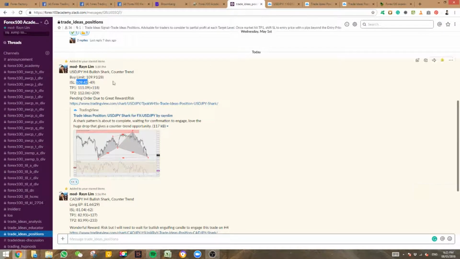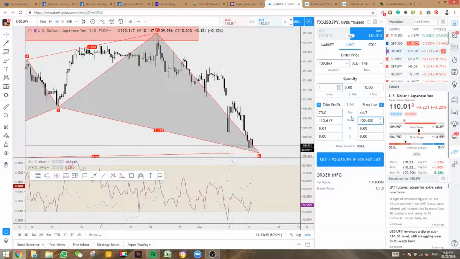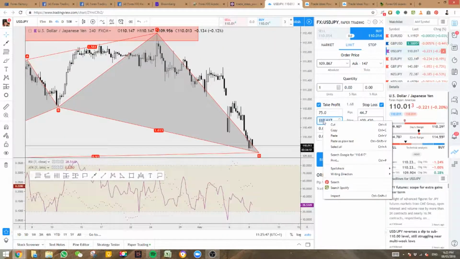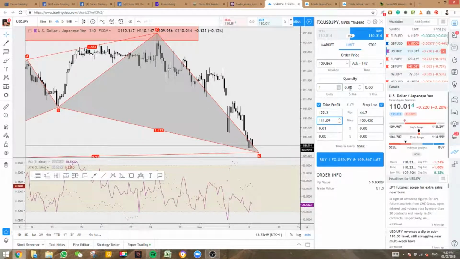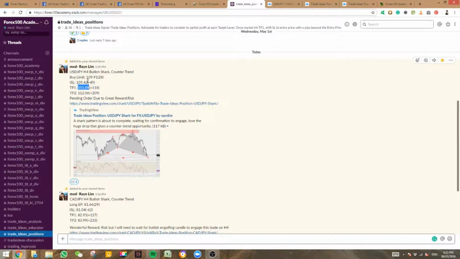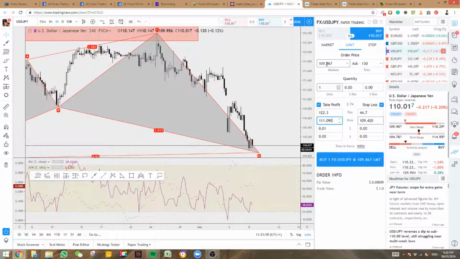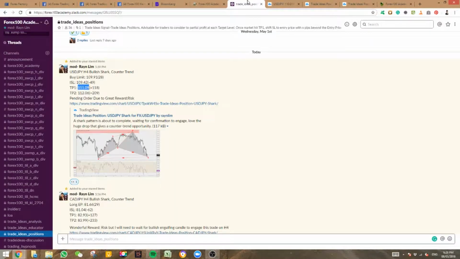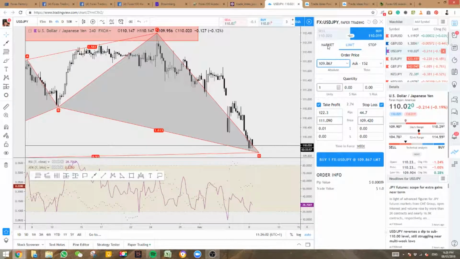Then I have my take profit, 111.09. Paste, and the limit order price I'm looking at is 109.91. Just set it over here. Let's see if it works. Okay, place.